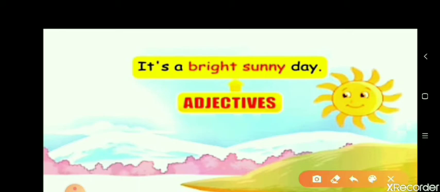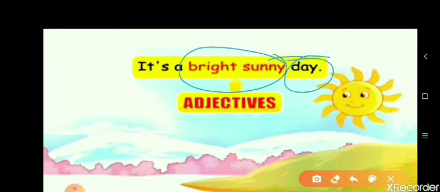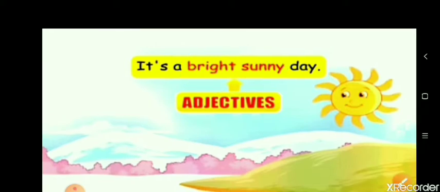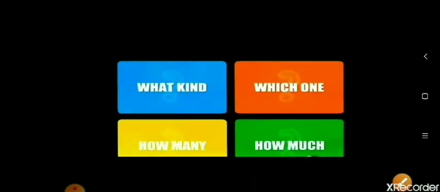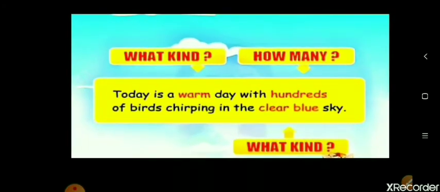It's a bright sunny day. Here, bright sunny is the adjective which is describing the day. Bright sunny is the adjective and day is the noun. Now, what else? Adjectives also describe what kind, which one, how many, how much. Okay, so we'll see an example of this.